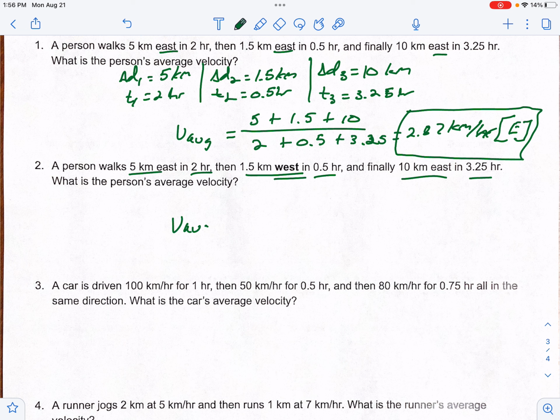So I'm going to do the same thing. So V average equals 5. Now I'm going to minus that 1.5 since it's going west. So if it's going in the opposite direction, you can't just add it. But then we go east again, so I'm going to add that 10 back to it.